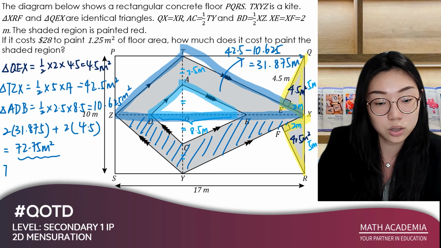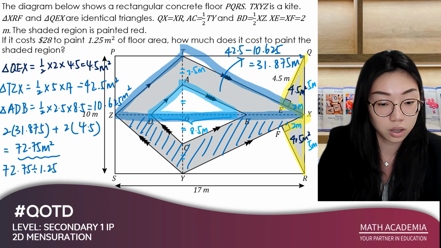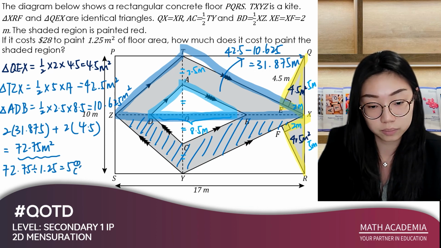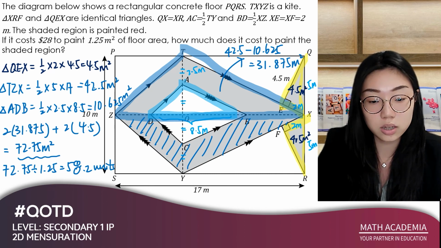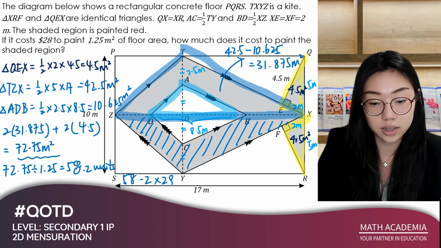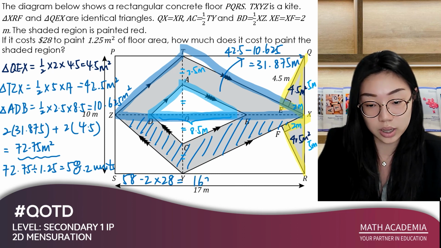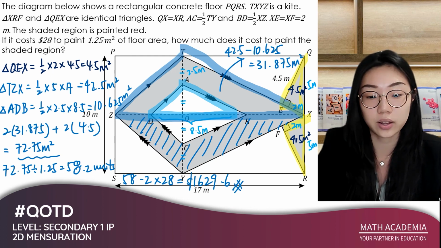We take 72.75 divided by 1.25, and we will get 58.2 units. Since 1 unit costs $28, 58.2 units would cost $1,629.6. Okay, and I have arrived at my final answer.